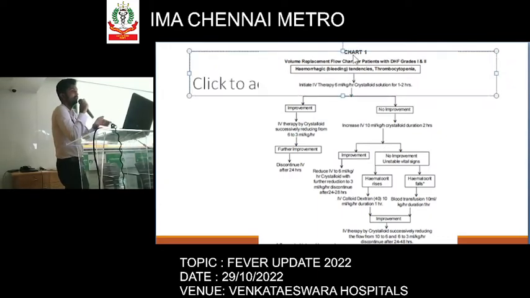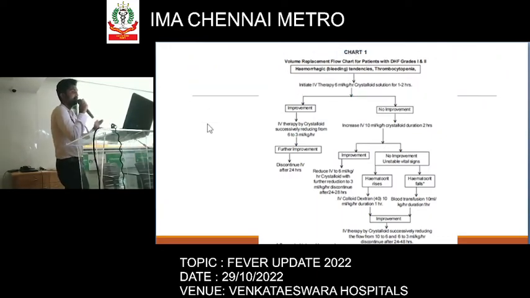Suppose there is no improvement to the initial fluids, we can increase the fluid to 10 ml per kg per hour for the duration of 2 hours. Further, if there is improvement, we can reduce it gradually and titrate it over a period of 24 to 48 hours. If there is no improvement and there are unstable vital signs, that is his BP is dropping and his pulse rate is getting higher in dengue grade 1 and grade 2, we have to look at his hematocrit.